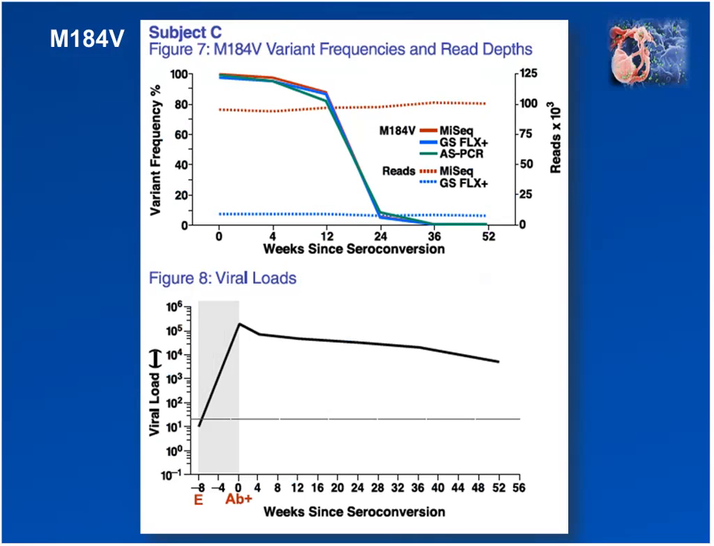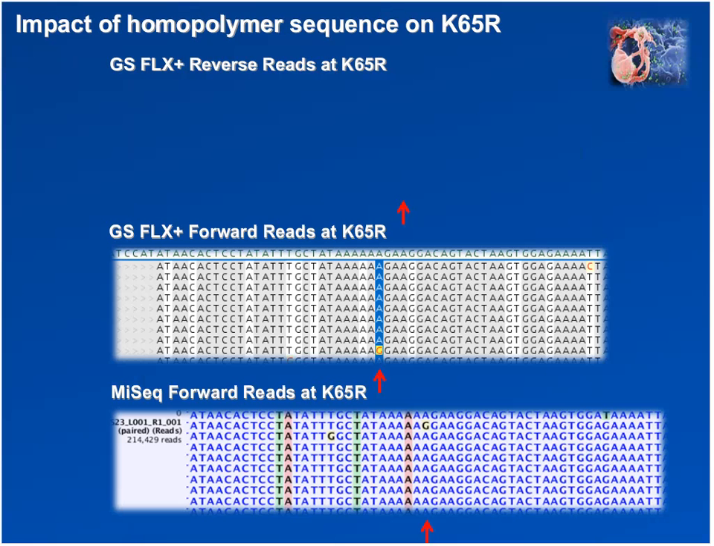Let's go on to subject C now, where we're also going to look at the variant frequency profile across the sampling time frame for subject C. And as you can see, once again, the data is very concordant between both systems and with allele-specific PCR. And really, that's all I need to say about this particular slide. The point being, again, that concordance between the platforms is very high.